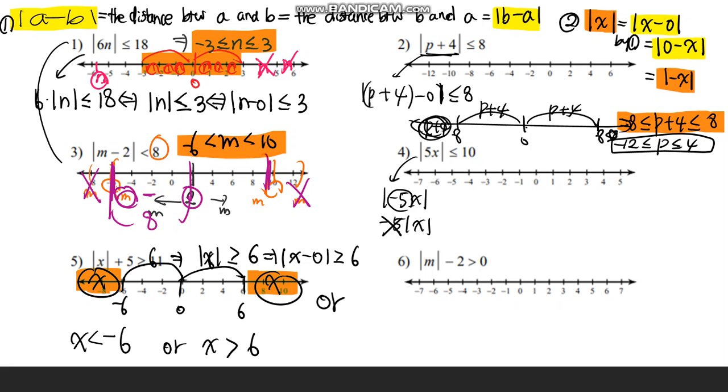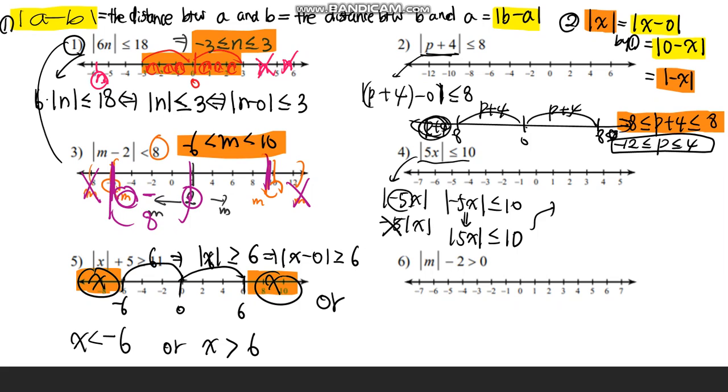What we can do here is, I'm just imagining a situation where you're given something like this. You simply turn this into absolute value of 5x, and then this is less than or equal to 10.